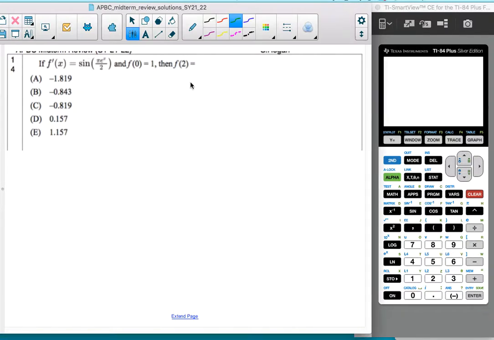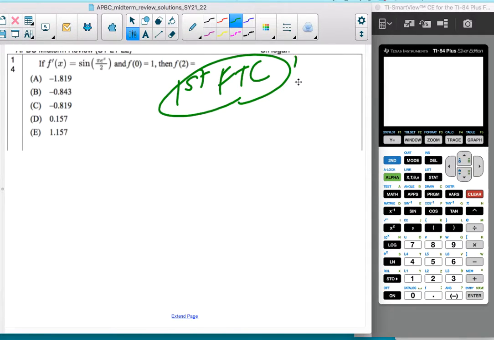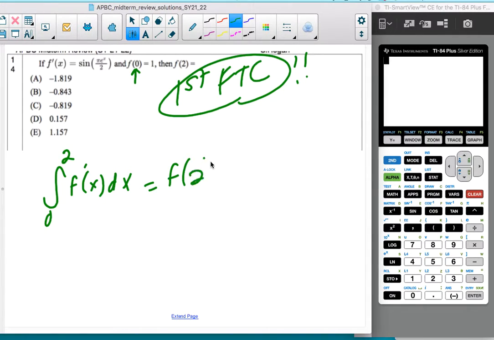This is absolutely a first fundamental theorem of calculus question. Anytime you see this, that's what that is. So if you integrate f prime of x from 0, because that's the x value I know, to 2, because that's the x value I want, I get f of 2, which is the quantity I want, minus f of 0, which is a quantity that is known, because I was given that value.